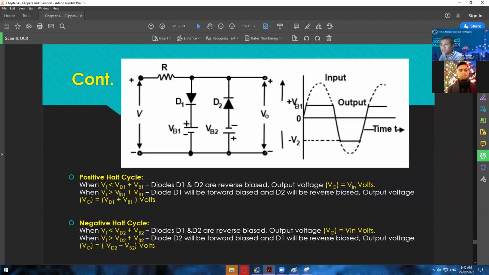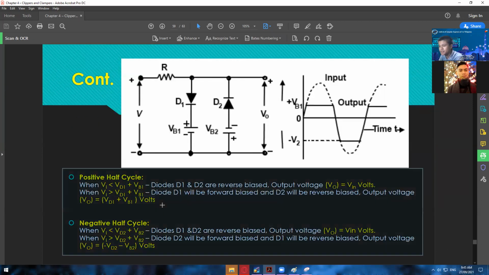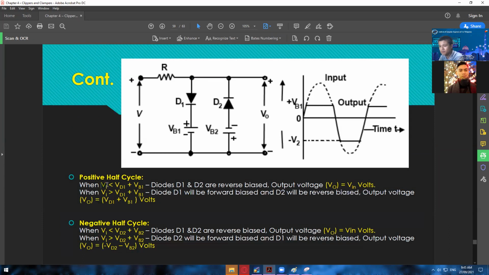Okay, but anyway, these are the possible scenarios. For the positive half cycle, if VI is less than VD1 plus VB1, you will have this formula. And vice versa, if VI is greater than VD1 plus VB1, then you can use this formula instead. I will not explain this one for now. I will let you read this one, same with the negative half cycle. I will just explain it on the actual example, so it's easier to understand and apply those formulas.